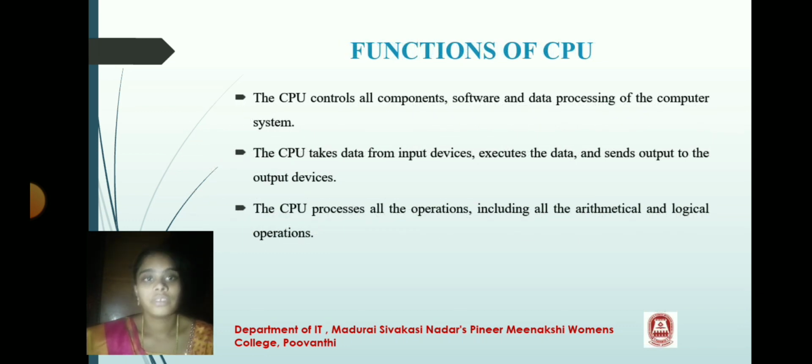And functions of the CPU, basic functions, it controls all the components, softwares and data processing of the computer system. It takes data from input devices, executes the data and sends output to the output devices. And CPU process all the operations including all the arithmetical and logical operations.